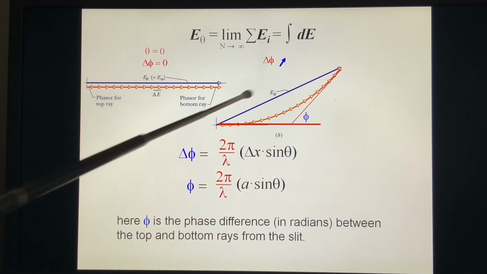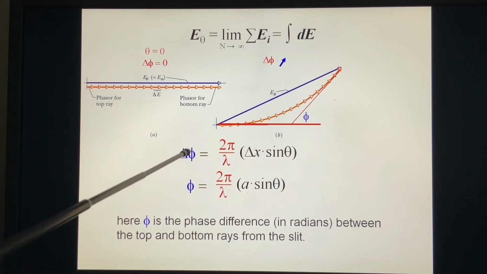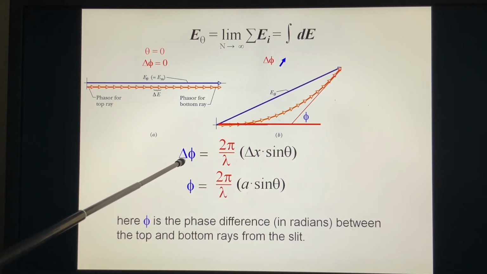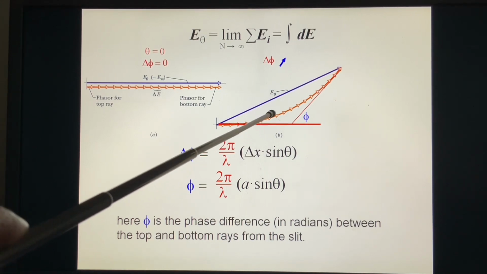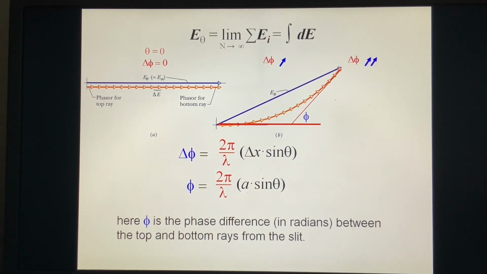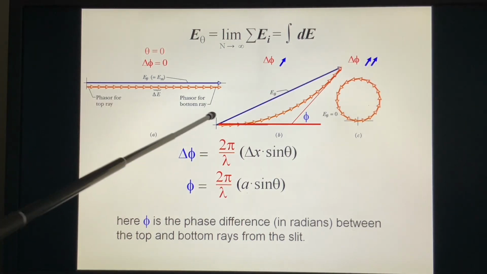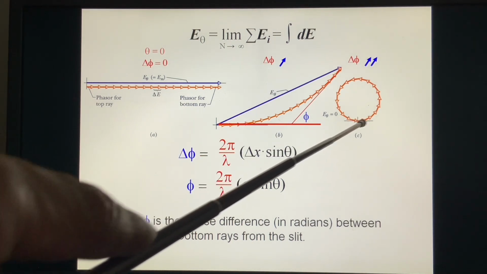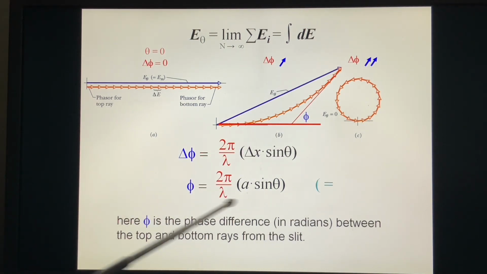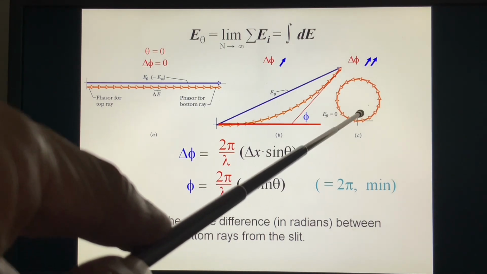And we see that if we increase theta further, delta phi increases. The phase difference between adjacent phasors increases, and at some point we can get this point overlapping with this one. In other words, this phi is 2 pi. In this case, E theta is 0. We see nothing. This is a minimum.